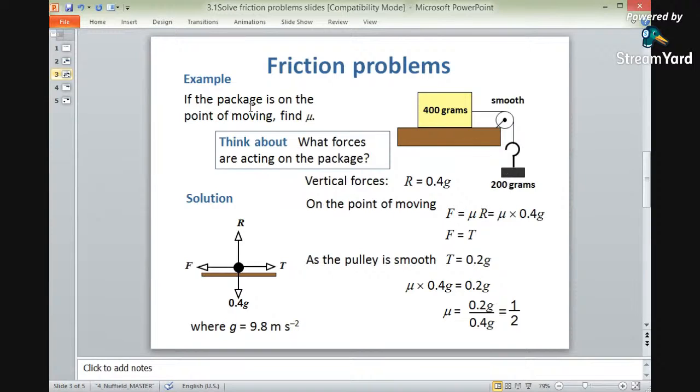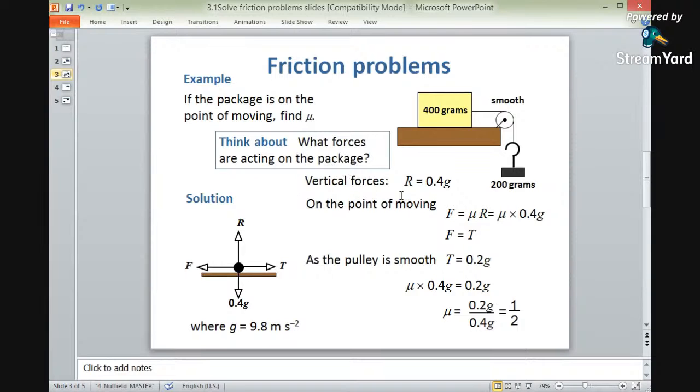If the block is on the point of moving, find mu. We have to find out mu. What is the coefficient of friction in order to move this block? We have to move this block, so how much should be the coefficient of friction? What will be the mu for this surface in order to move the block right side? Due to this 200 grams, we are moving the block right side. So what amount of surface coefficient of friction will be required for this surface?